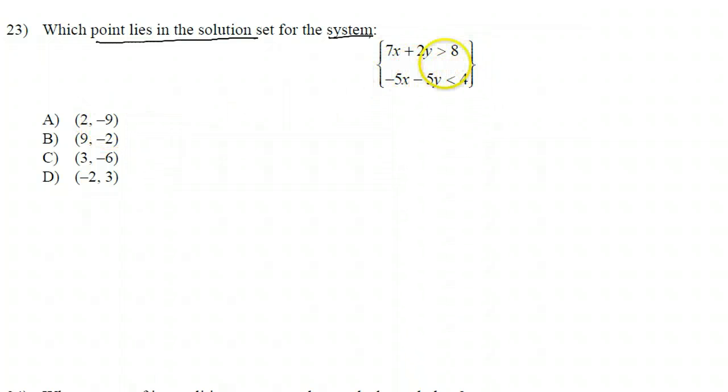So one way you can do this is always graph it out and see if it's in the double shaded area. But it's probably easier if we just go through each one of them and sub it in. So I'll start off with A. I'm going to plug it into the first one. If it works, then I'll plug it into the second one.